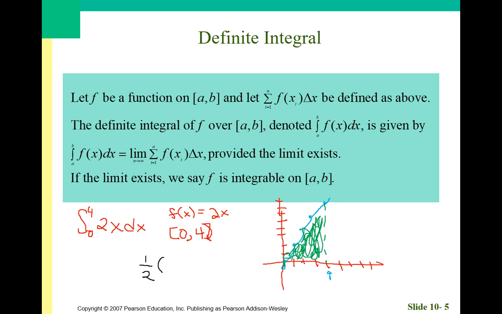Well, it looks like my base is 4. I go from 0 to 4, so my base is 4. And of course, times my height. Well, my height is over here. If I plug in a 4, I get an 8. So it looks like I will go from 0 all the way up to 8. So 4 times 8 is 32. If you cut that in half, you get 16. You just found out that this integral, this definite integral, I should be specific about that, the definite integral from 0 to 4 of 2x with respect to x is 16.